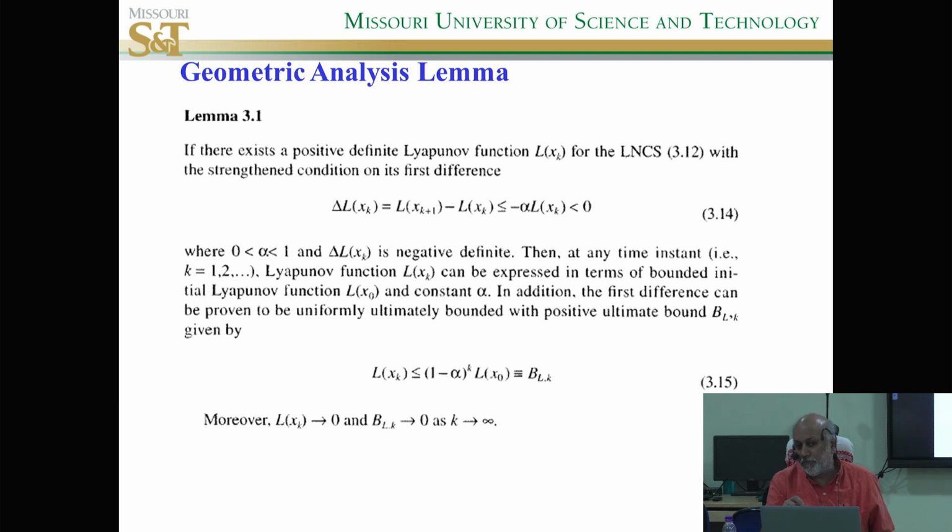If you know the Lyapunov function, then you probably have a solution. The challenge is coming up with a Lyapunov function that is positive definite, and the first derivative or the difference being negative definite. Okay. So in any case, in this example, you see that the difference of L of x of k is negative definite. Then for any time instant, L of x of k can be expressed in terms of the bounded initial Lyapunov function L of x of 0 and a constant alpha. So this is basically a bound. But if k goes to infinity, if I stretch it, then you see that L becomes 0. That means the bound will become 0. Then it becomes asymptotically stable.